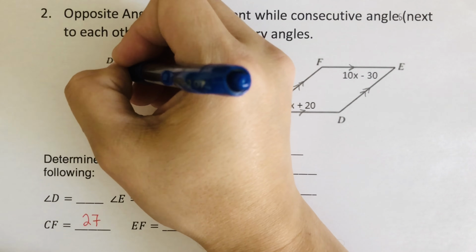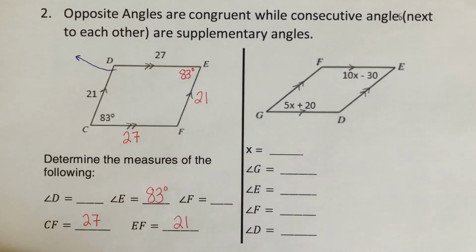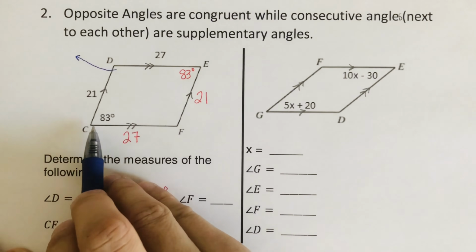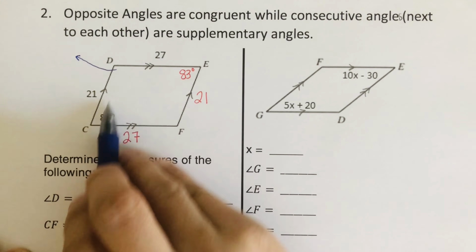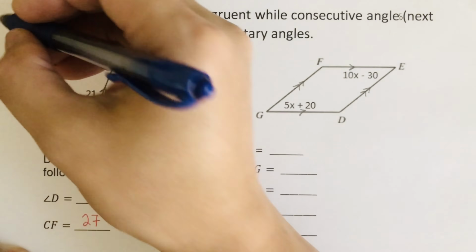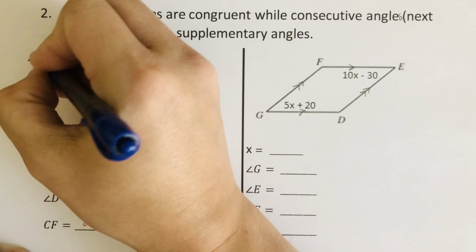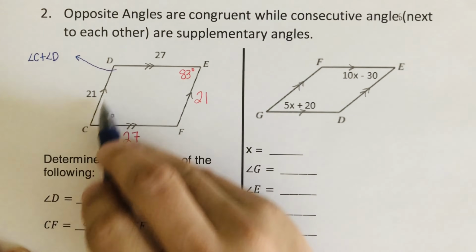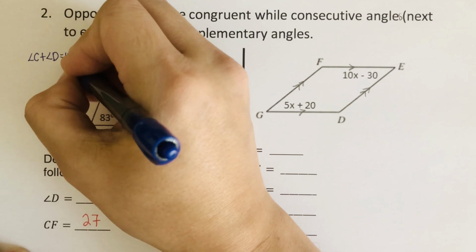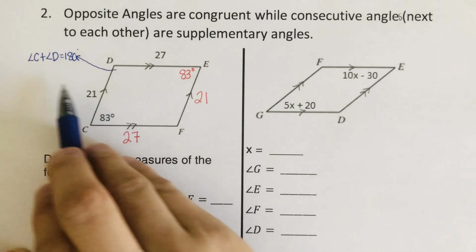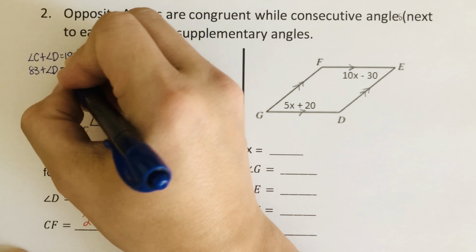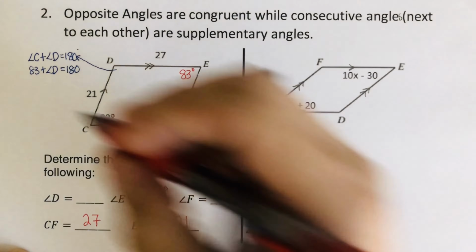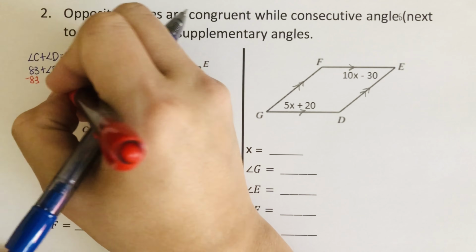So then I can go ahead and solve for angle D using the formula for supplementary angles. I can add angle C or angle E. It doesn't matter because these two are consecutive. So I can say angle C plus angle D should be equal to 180 since they are supplementary. So angle C is 83 plus angle D is missing, and that is 180. Then I subtract 83 from both sides.